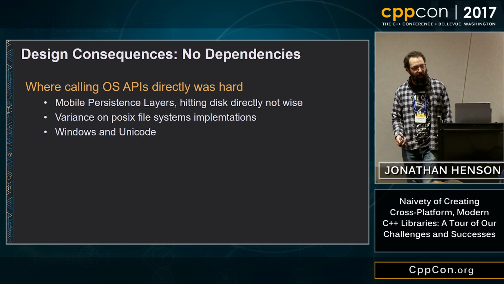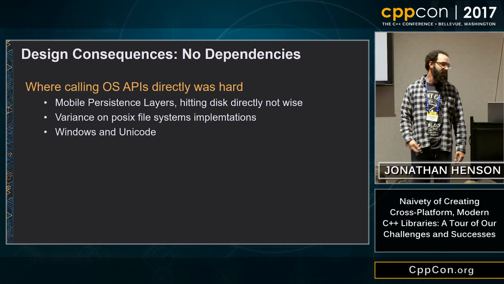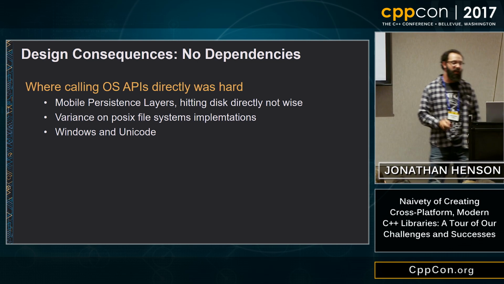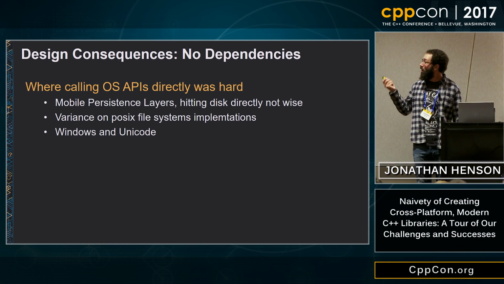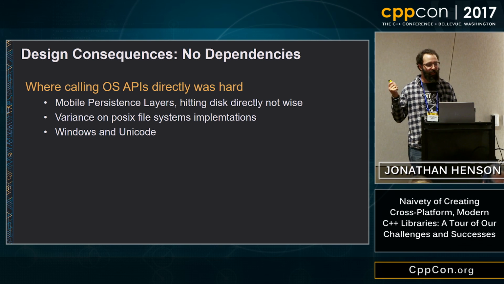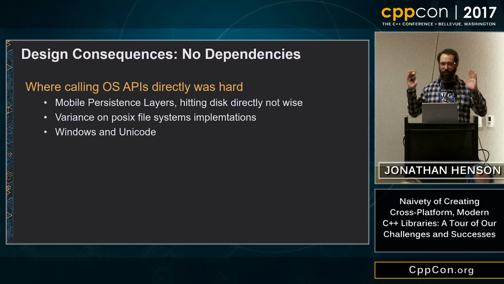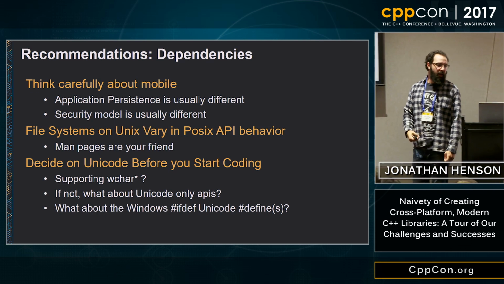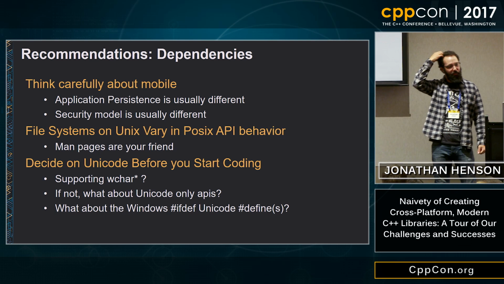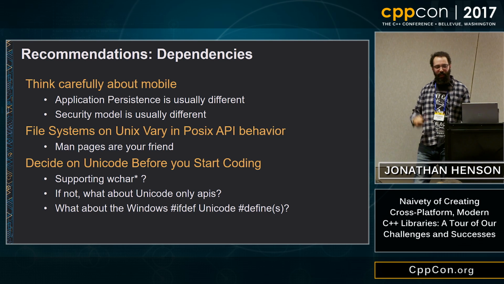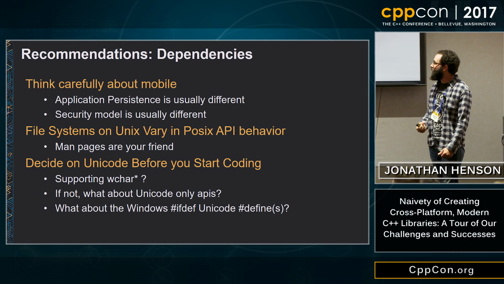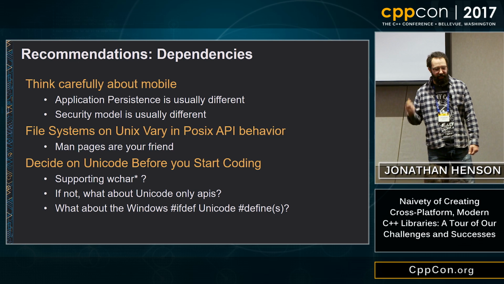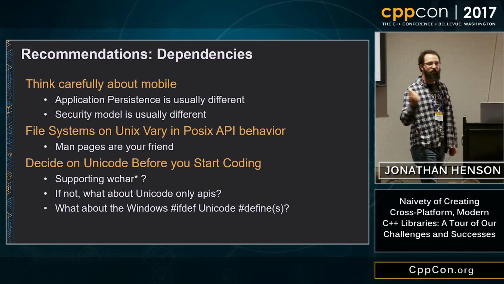As I mentioned, variance on POSIX file system implementations is challenging. Windows and Unicode, I could go on forever on Windows and Unicode, and I don't think we have time, so we could talk about it afterwards. But you need to make a decision about this ahead of time. So as I said, think carefully about mobile. Think carefully and read the man pages in Linux. And decide on Unicode before you start coding.